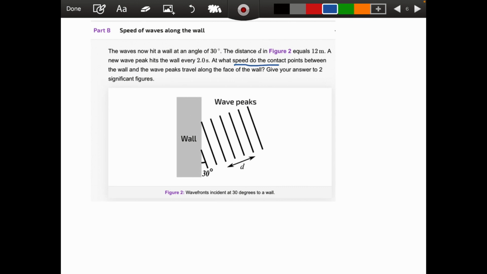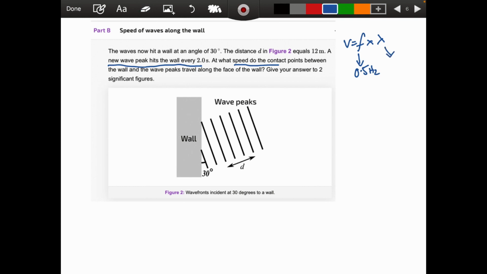Right, so first of all we need to know about the speed of the waves. So we know the wave equation: wave speed equals frequency times wavelength. The frequency can be worked out because it says a new wave hits the wall every 2 seconds. Frequency is the number of waves per second, so we know the frequency is going to be 0.5 hertz.